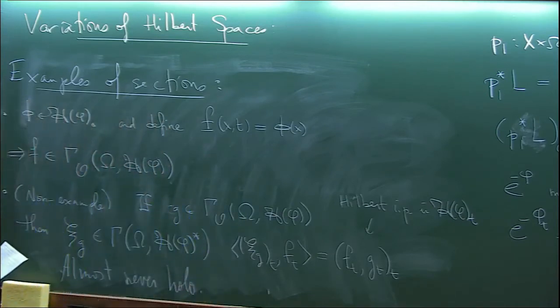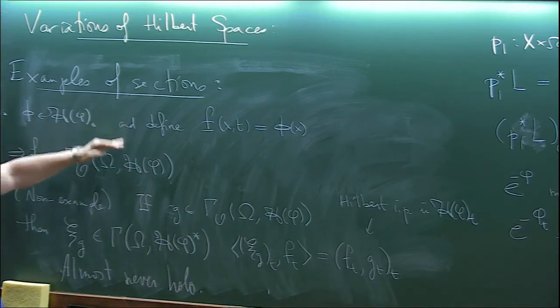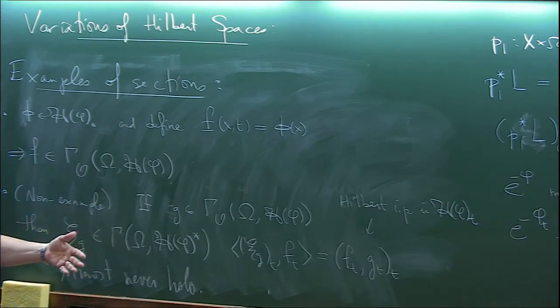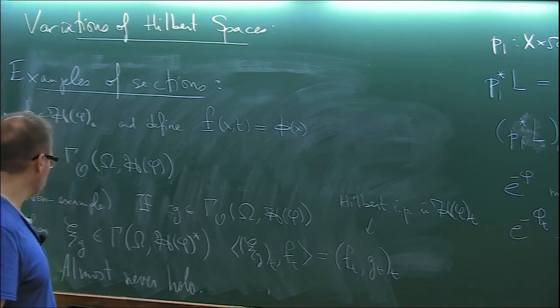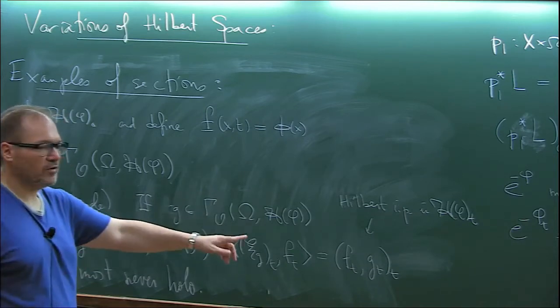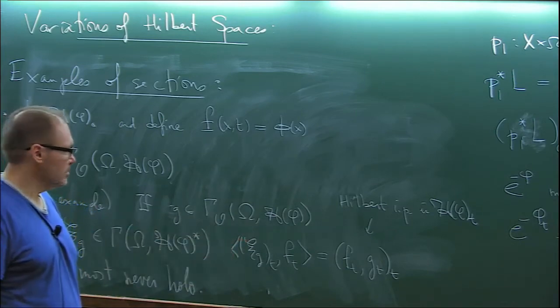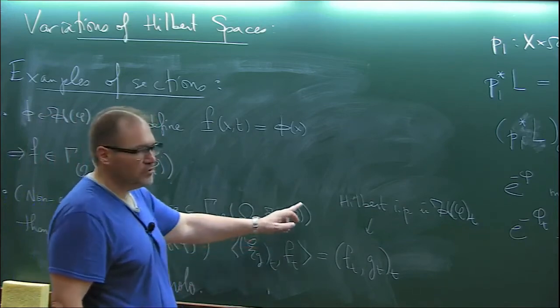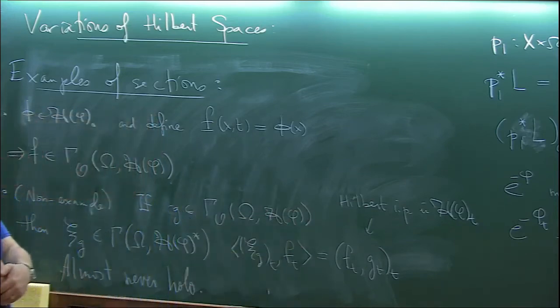So even if this is a constant section, this typically won't be holomorphic because there's a dependence of the metric on T as well, the inner product. G sub T is the restriction of G to the fiber at T. Right, so this is a holomorphic section of H of phi, so G sub T is in H phi sub T. Maybe I should have written G of T, but fair enough. Okay.